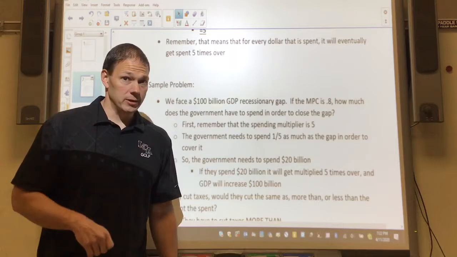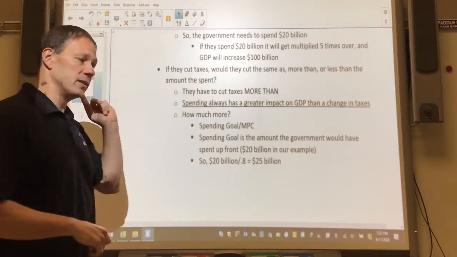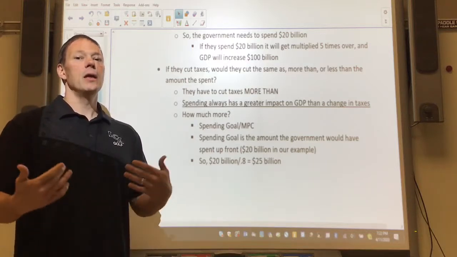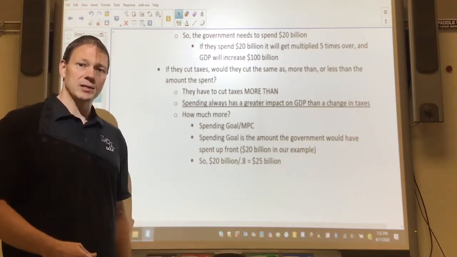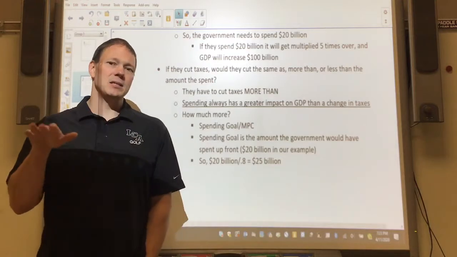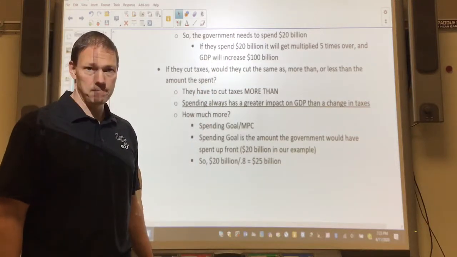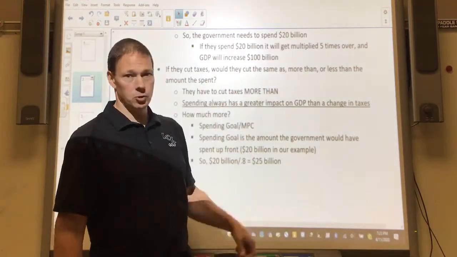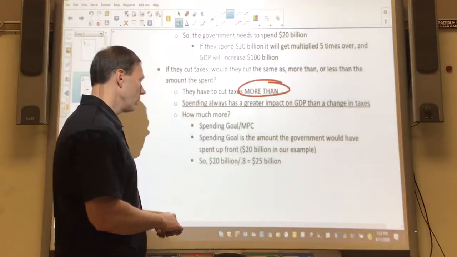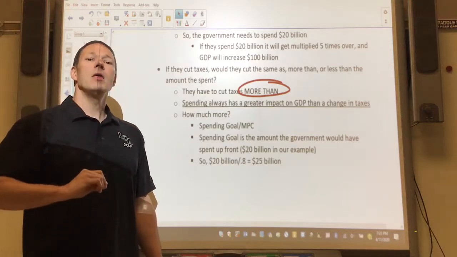Now, here's where they like to trick you, okay? And they like to make it a little bit more complicated for you. They might ask you this question: what if, instead of spending, the government decides to cut taxes? Now, we're going to see in a second that fiscal policy, again, has to do with taxing and spending, so this would relate to fiscal policy things. But the question is, if they cut taxes instead, would they have to cut taxes by the same amount as what we just spent, which was 20 billion? Would they cut taxes by more than the 20 billion or less than the 20 billion? And the answer is always more than. Okay, the idea, and this is important, is that spending always has a greater impact on GDP than a change in taxes.